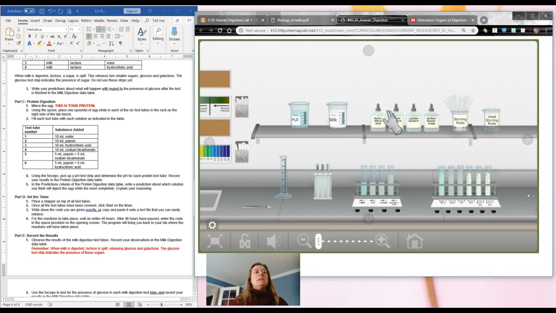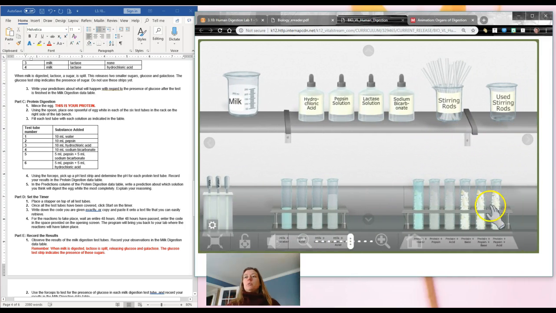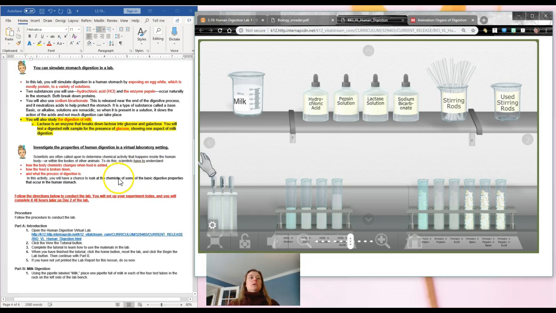Then it says 10 mils of sodium bicarbonate in the fourth one. Okay, the fourth one gets sodium bicarbonate. Let's just double check because we're kind of far away. So let's make sure we're doing what we're supposed to do and putting what we're supposed to put in. So put pepsin, acid, and base. The base is bicarbonate, remember, because it talks about that up here.